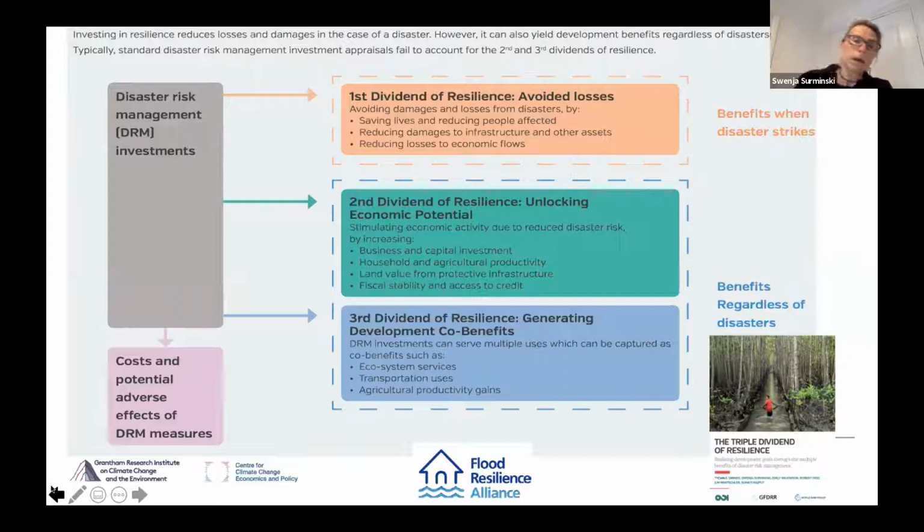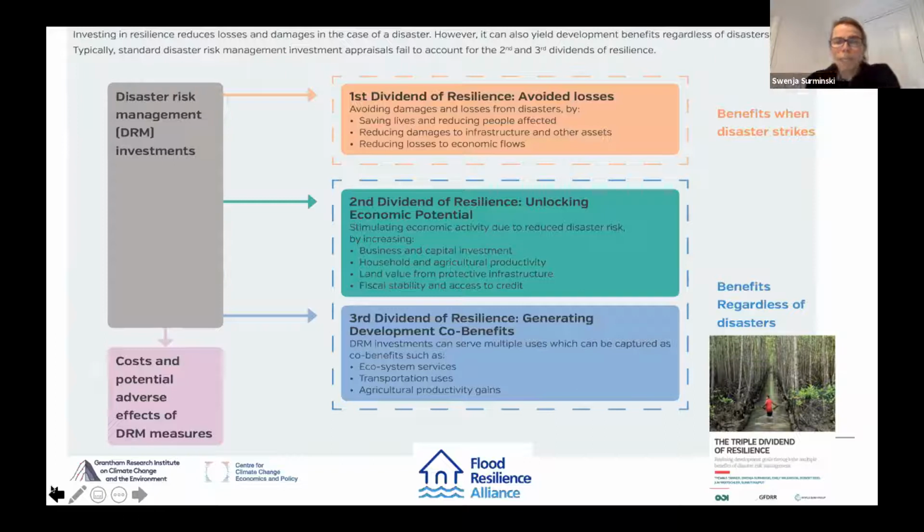Actually that's only part of the story, because if you do invest in resilience, and if you take measures to support resilience, you can also help unlock economic potential. And that's the second dividend. This is almost like an economic stimulus that can come through resilience by increasing investment, by making some areas actually valid for investment because you're increasing their resilience, but also stimulating productivity and also fiscal stability and access to credit. So that's that second block, which we call the development dividend, or unlocking economic potential.